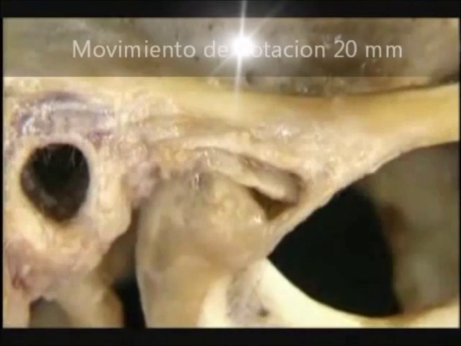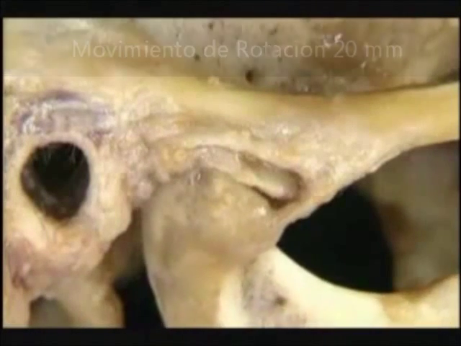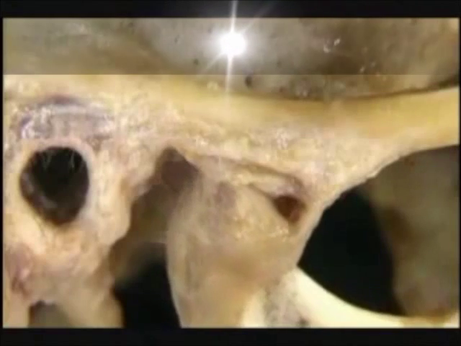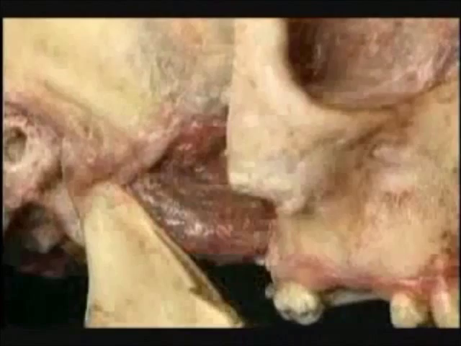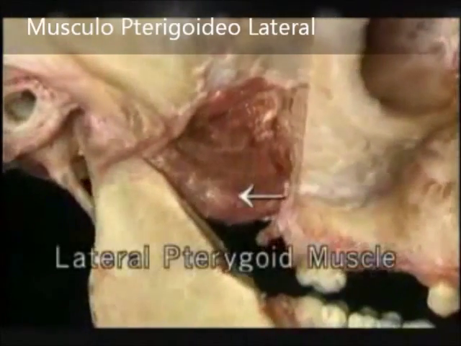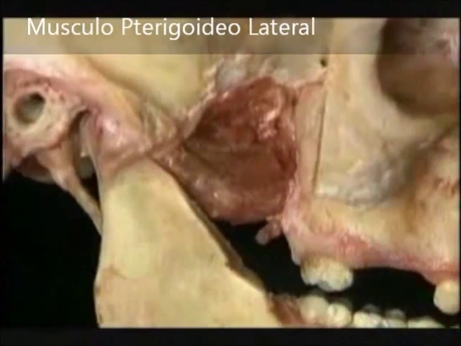The hinging movement takes place between the condyle and the disc. The backward and forward movement takes place mainly between the disc and the temporal surface. Here's the lateral pterygoid muscle. It's quite small.